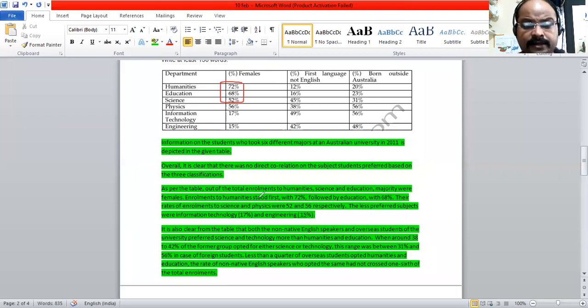Enrollments to humanities stood first with 72 percentage, followed by education with 68 percentage. The rates of enrollment to science and physics were 52 and 56 respectively. The less preferred subjects were information technology and engineering. So all these things are compared separately.